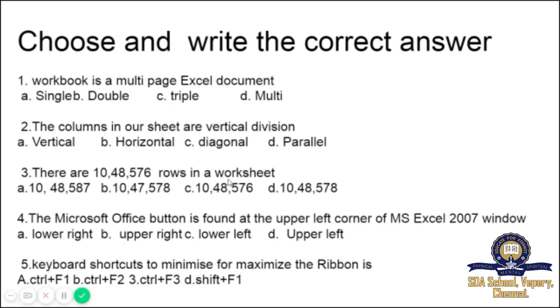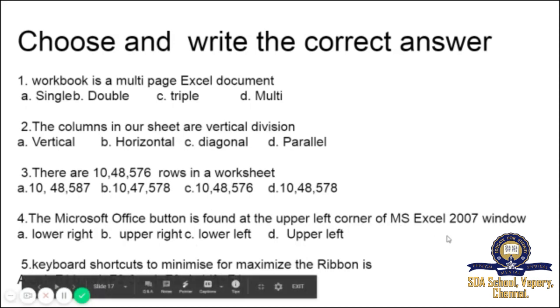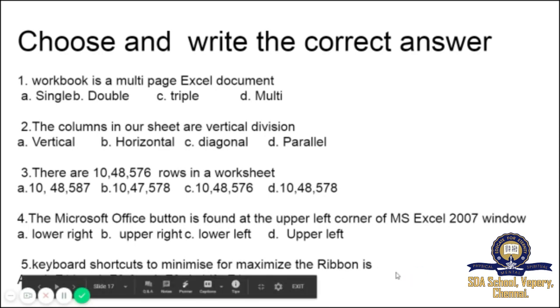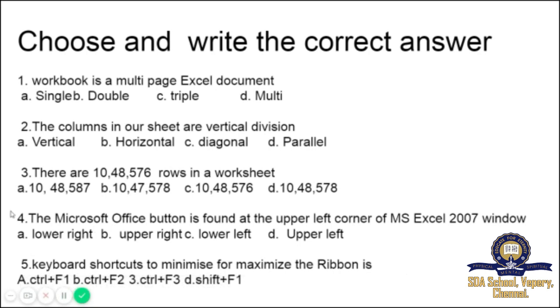Then the Microsoft Office button is found at the upper corner of the MS Excel 2007 window. So where is it? Upper left. Upper left is the right option. Keyboard shortcut to minimize or maximize the ribbon. What is the keyboard shortcut? I have not given the answer here. It is Control F1. The first one, A. Control F1 is the right answer.